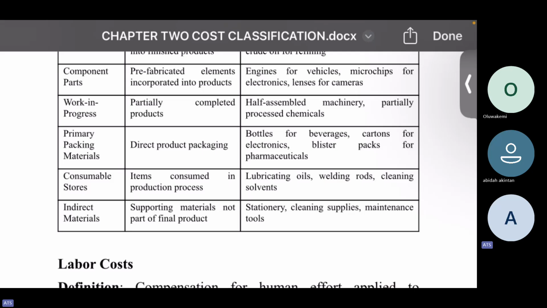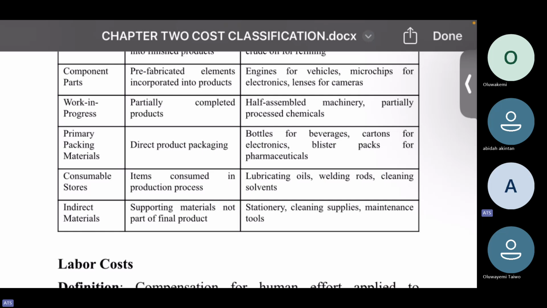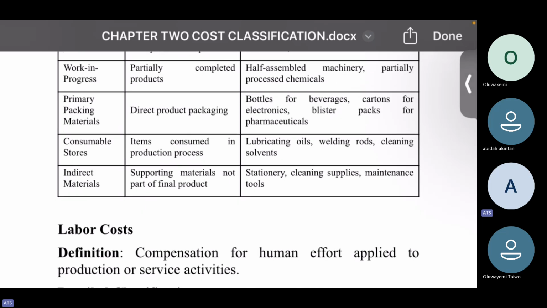And then you have consumable stores. Now these are things that you consume while using. So we have examples here. You have cleaning solvents, lubricating oils. So maybe those oils that you use to lubricate your machine while you make the dresses, or what you use to clean your shop or anything. Those are consumable stores. They also form part of materials, right?